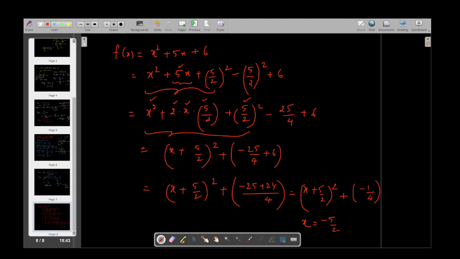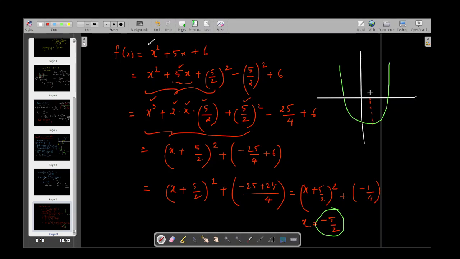What does it mean? Since a is positive here, the curve should look up. This point is actually the vertex point, which is minus 5 by 2, and this value is actually minus 1 by 4. This value we will directly get here, minus 1 by 4. So the range of this function is, since it is looking up, it starts from minus 1 by 4 and goes up to infinity.